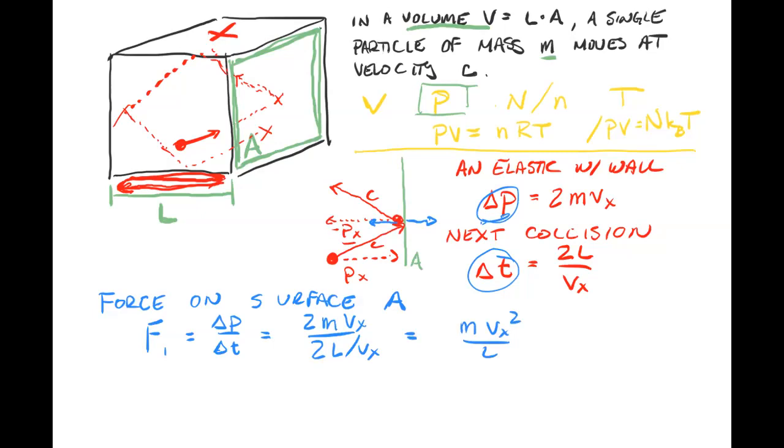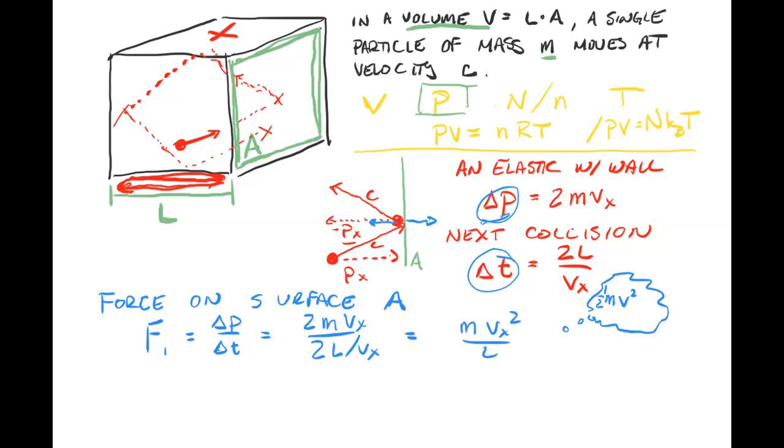At this point, we should start to be thinking, this looks a lot like kinetic energy, 1/2 mv squared. The only problem is this is the horizontal velocity, not the actual velocity of the particle. So let's think about that for a minute.